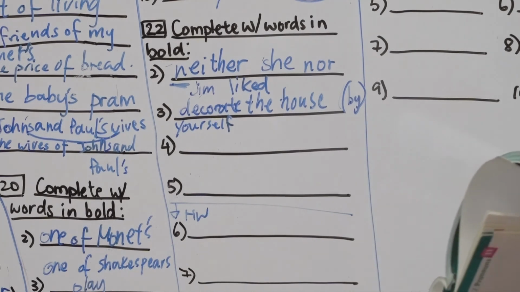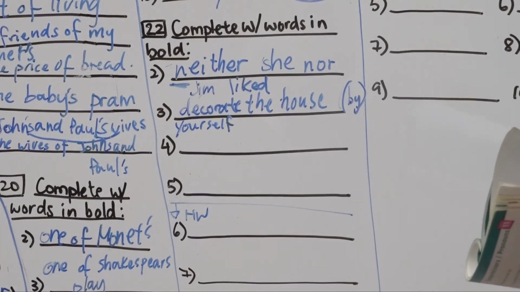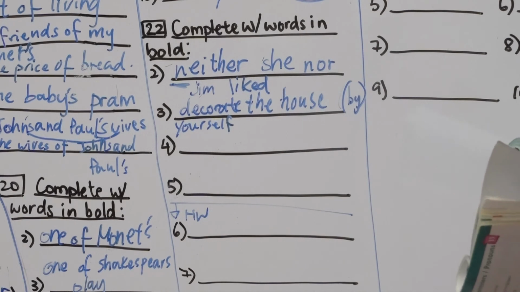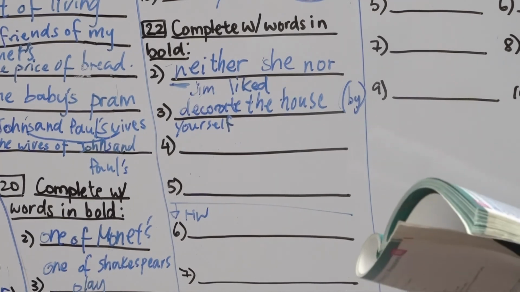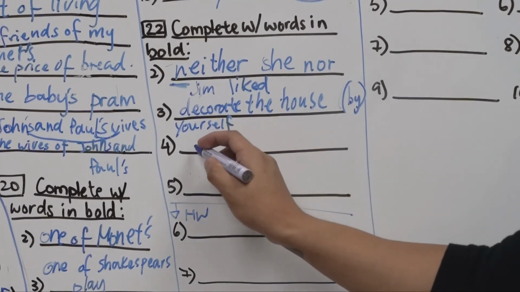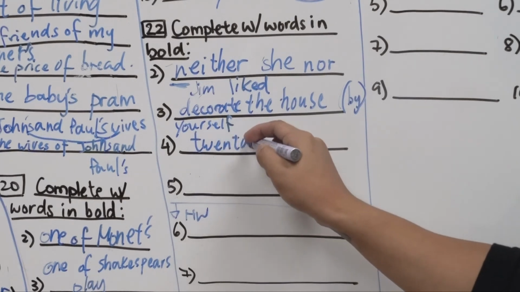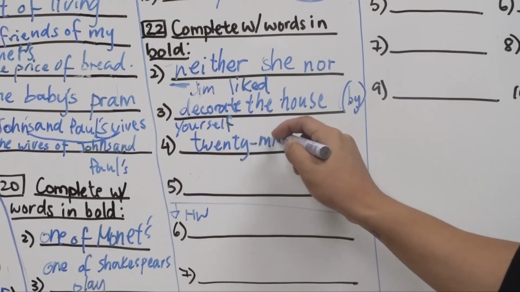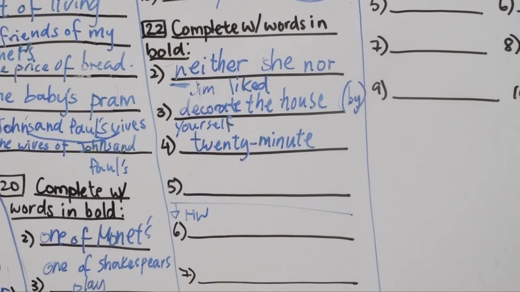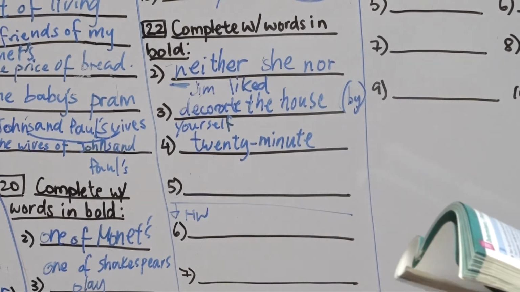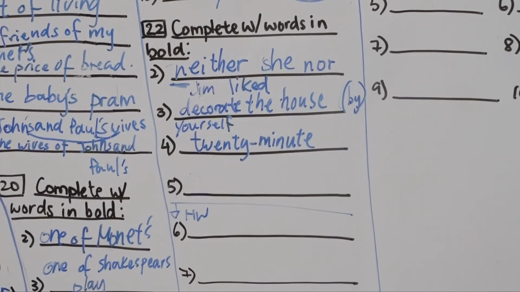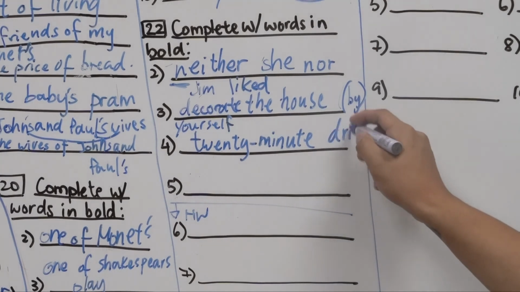So, oops. Sorry, number 4. Let's go to number 4 first. I take 20 minutes to drive to work every morning, okay? I take 20 minutes to drive every morning. So this is about the time, right? 20 minutes to drive. So we remember we can use a hyphen to make that an adjective. So how do we write that down? It's 20 minutes to drive becomes 20 hyphenated minute, right? It's a 20-minute drive, okay?